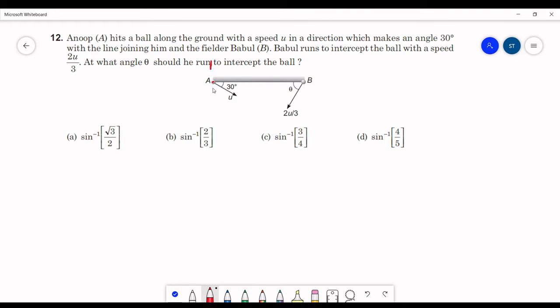So person A is hitting the ball and person B is trying to catch it. Let us take this as y-axis and the line joining person A and B as x-axis. At t is equal to 0, ball is starting from here and person B is starting from here. Let us assume after some time they met at this point. Let us name this point as some C. And I will take this distance as y. Let us assume they are going to meet at some time t.